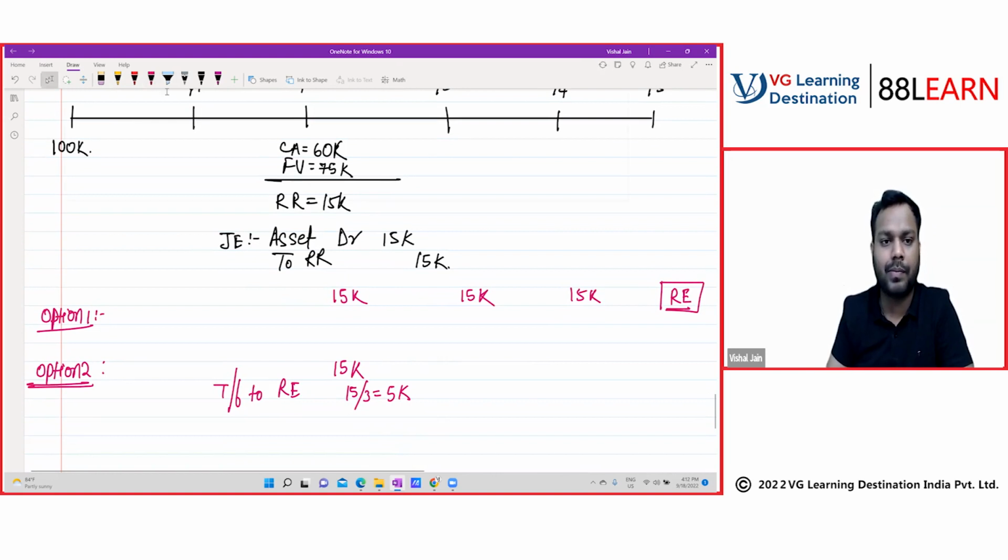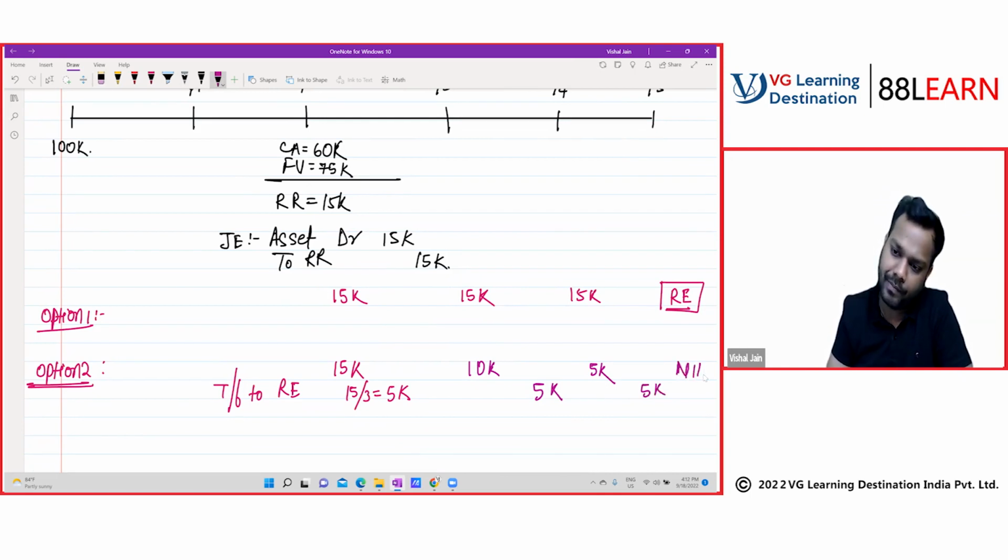Now what is the balance? 10K. What is the transfer? 5K is transferred to RE. What is the balance? 5K. What is transferred to RE? Again 5K. And what is the balance? Nil. Right? So this is the amount transferred to RE.